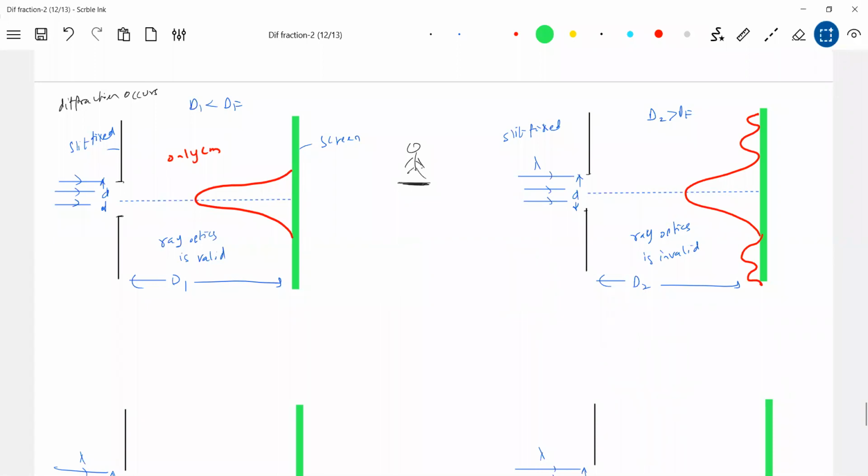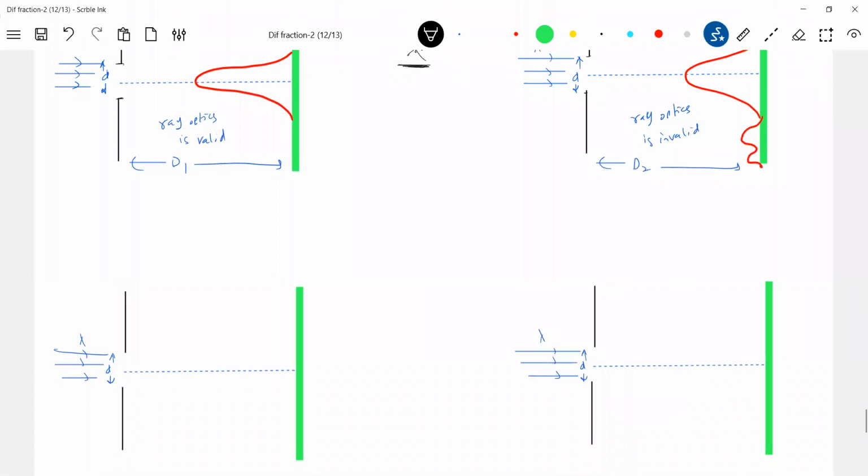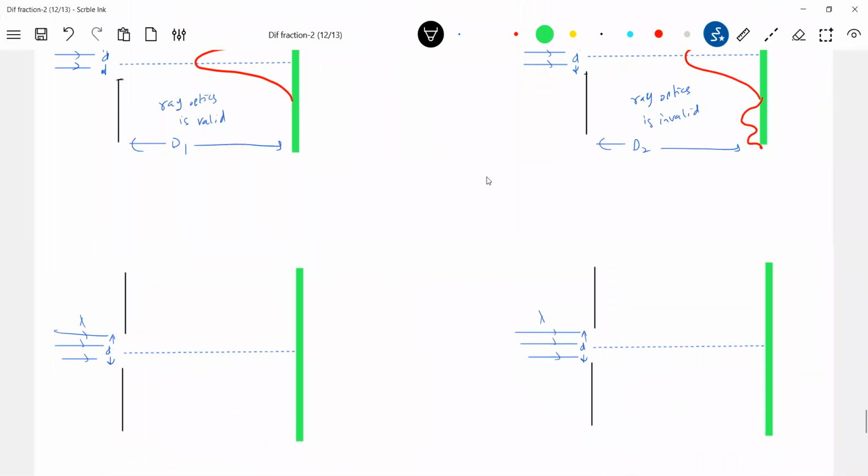Okay, this is about the distance between slit and screen. Let's come to the slit. Here now what I'm doing is putting a condition: let the distance between slit and screen be constant.